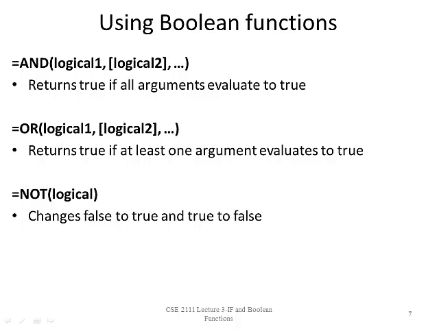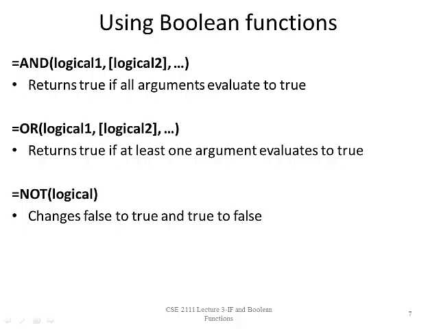Sometimes when we use an if function, we need more than one criteria. When we need more than one criteria, we will use a Boolean function. The Boolean functions that we will look at are the and, the or, and the not. And you see the syntax here. Equals and, logical 1, comma, logical 2, comma, ellipsis. Logical 1 is required, logical 2 is not, and you can have many more arguments. This function will return a true, or display a true in your cell, if all of the arguments evaluate to true.